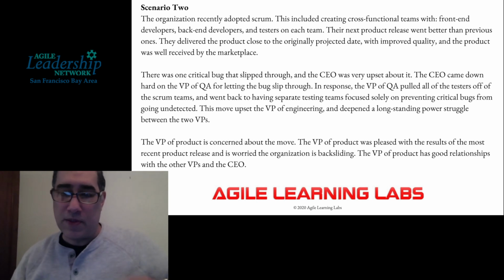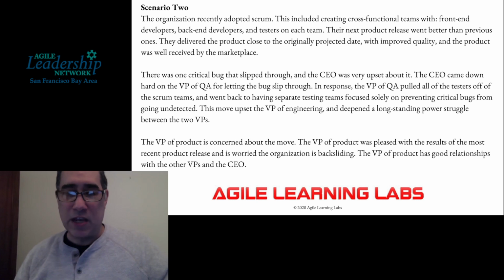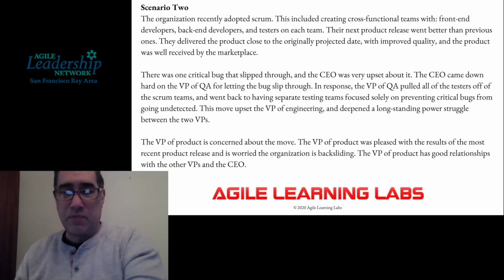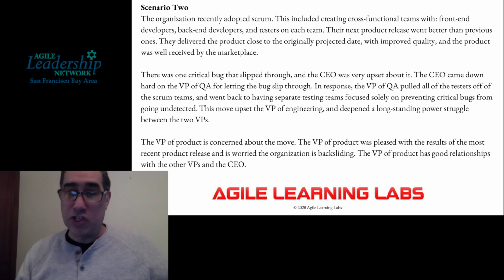The org has recently adopted Scrum. They launched a product. The product was well received by the market, and quality improved. There was also a critical bug that made it through. The CEO was very upset about the bug. One of the responses is that the VP has pulled the QA people out of the cross-functional teams that launched that product, and it triggered some percolating existing conflict between the VP of QA and the VP of engineering.